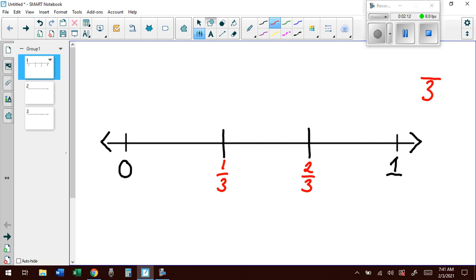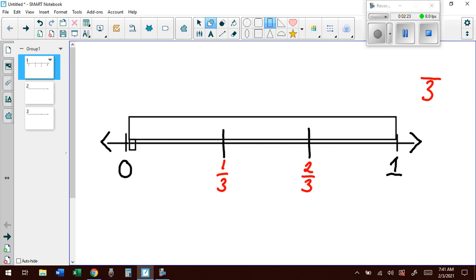If I had a rectangle, we would see that the rectangle started here and ended here. That is one whole rectangle.